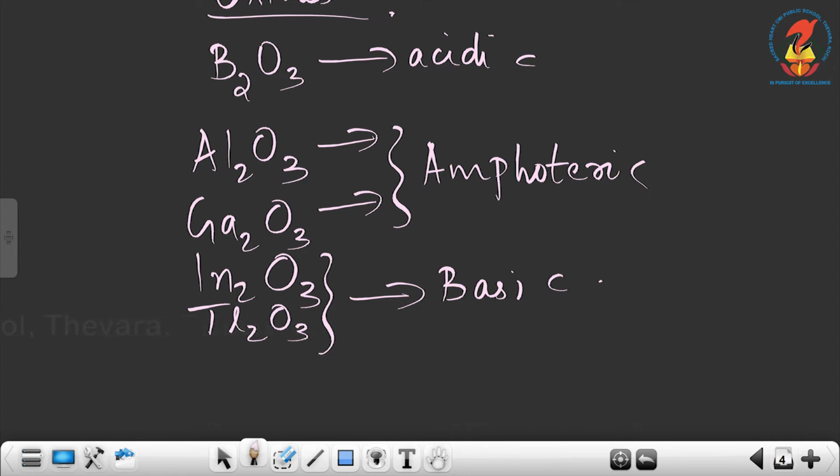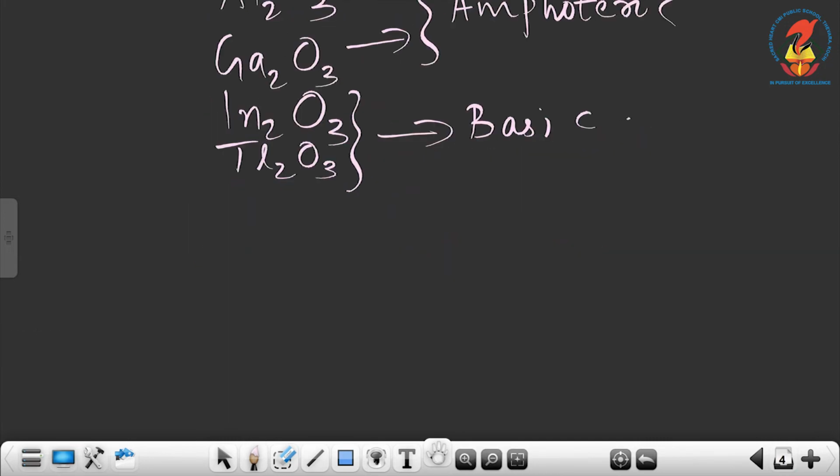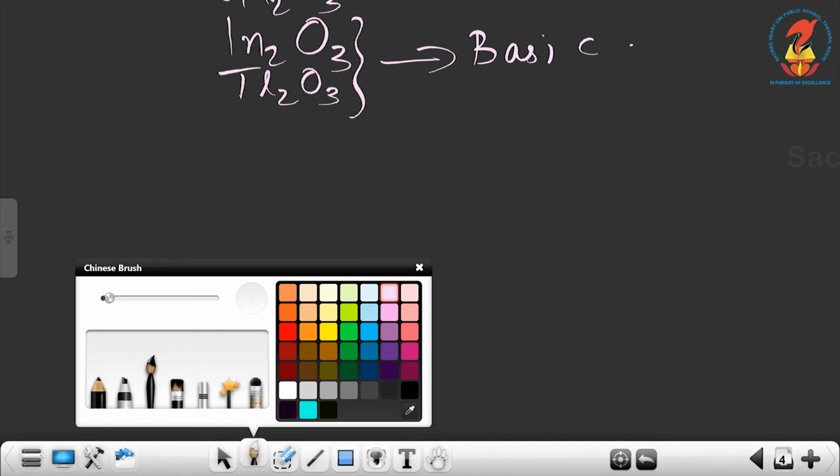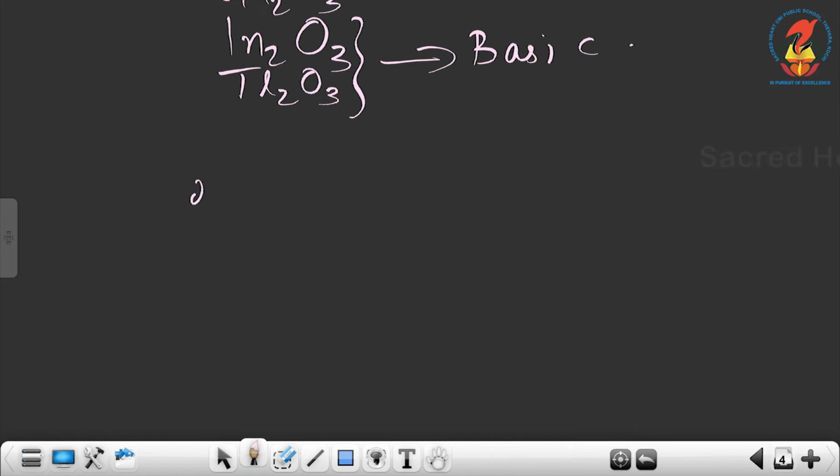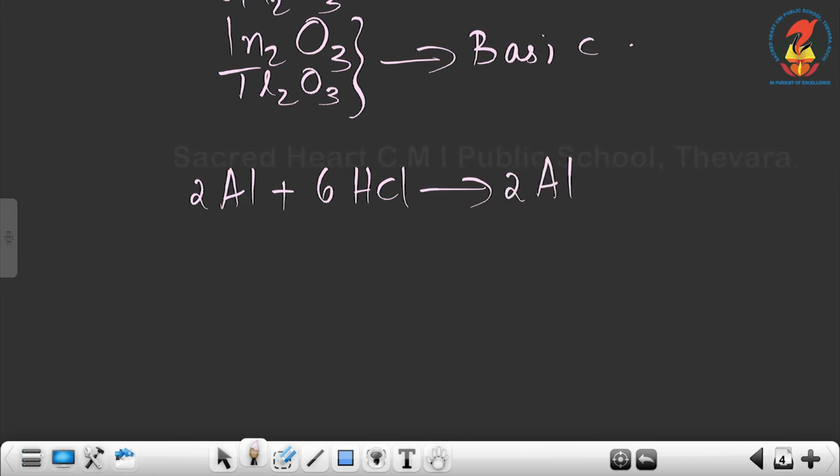So the question is to write reactions to justify the amphoteric nature of aluminium. We have two examples to prove the amphoteric nature of aluminium. The first example is aluminium plus hydrochloric acid. Here aluminium acts as a base because it's reacting with acid. The product formed is aluminium chloride plus hydrogen gas.